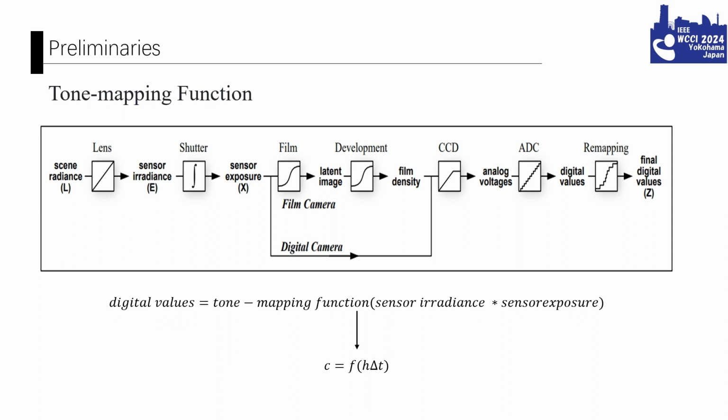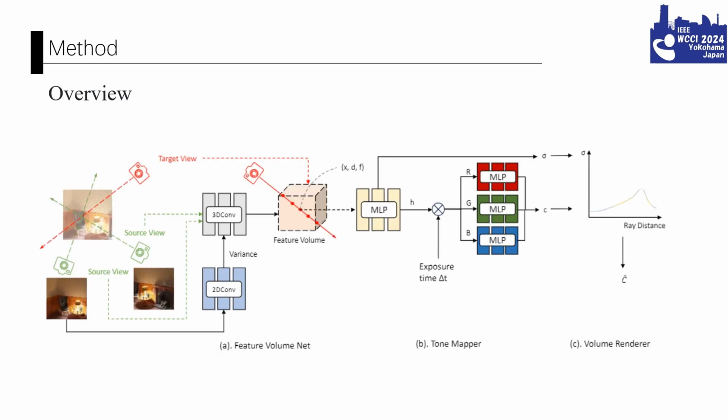The process can be written as this first formula, which we simplify to get the second formula. Where C represents the color, F represents the tone mapping function, H represents the irradiance and delta T represents the exposure time captured by the shutter. Then we show the pipeline of our model.